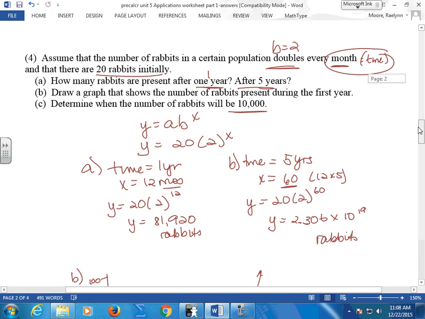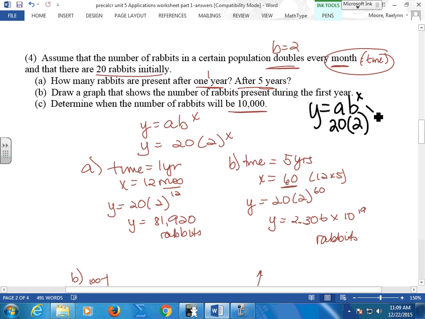Alright, number 4. Again, let's start this. We're watching our rabbits double. So start like this. Y equals AB to the X. What's my initial count for rabbits? 20. What's my rate? Double, which is 2. And X would tell me every month. Okay? Are they doing it every 5 months? Every month. So my X is every month.